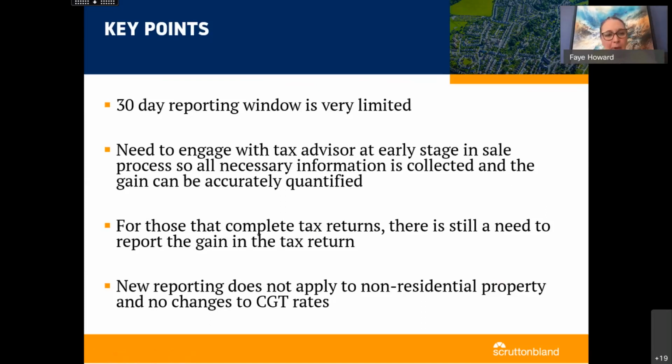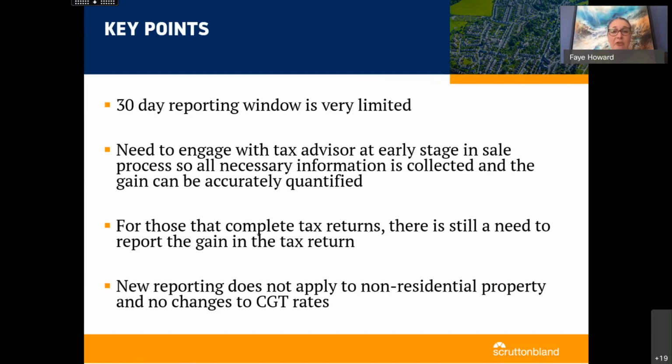So I guess the key points we wanted to make are that this 30-day reporting window is very limited. And particularly if you want an agent to file this return for you, by the time you set up a government gateway account, if you don't already have one, that can take up to 7 days to do. We then have to be authorised with a digital handshake. And again, it can take up to 7 days for HMRC to process agent authorisations. So I would say, to be on the safe side, you want to allow 14 days to get that authorisation in place. So for those reasons, it's really important to engage with us at an early stage.